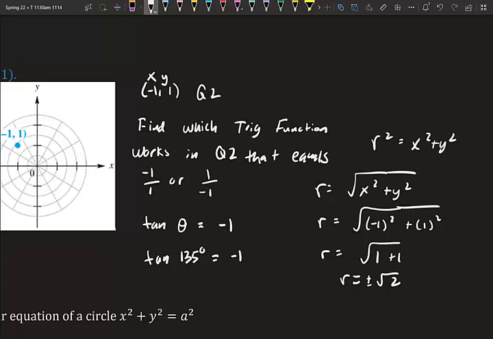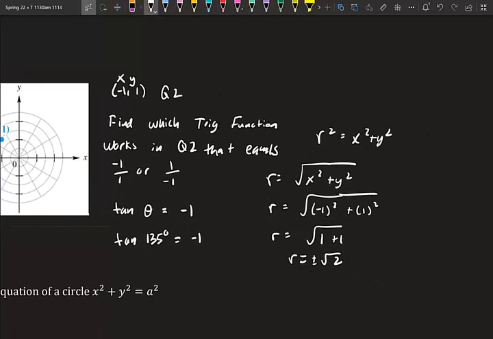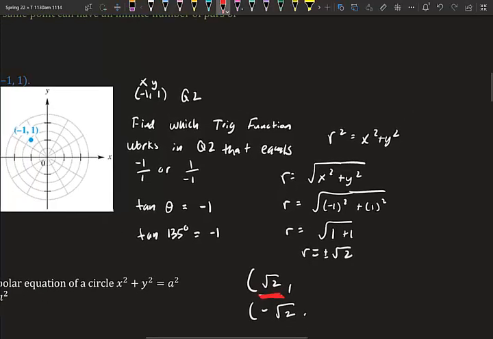All right, so we have two of our values for radius. We have positive square root of 2 and negative square root of 2. So positive square root of 2, that's somewhere in this quadrant right here, quadrant 1. Somewhere there.